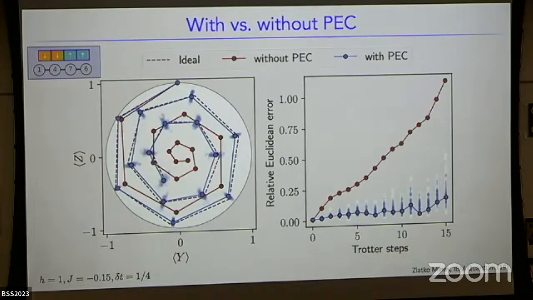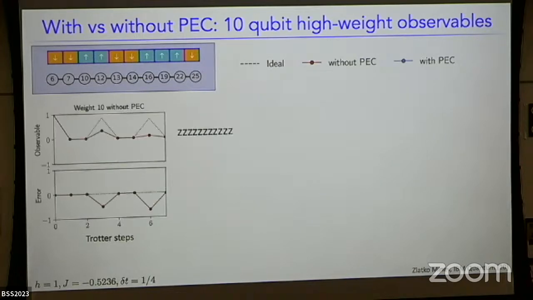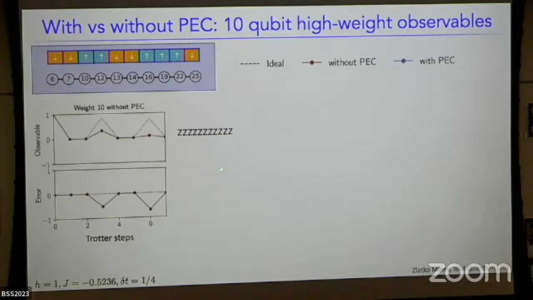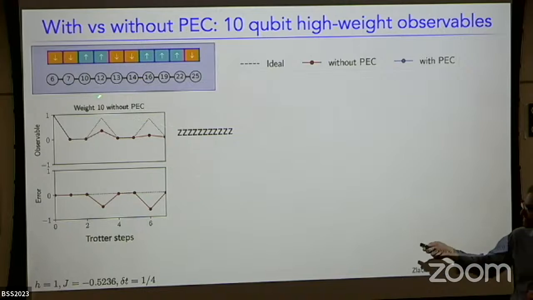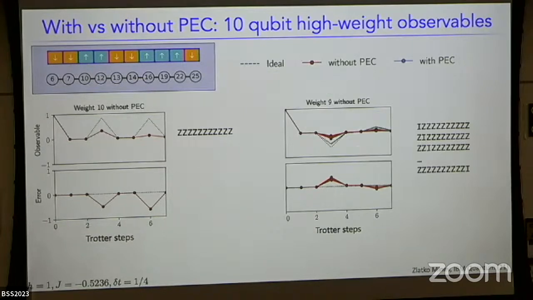Okay, great. So this tells us we can do 4 qubits, but I can do that on my classical laptop. Let's go a little bit bigger. So now this is 10 qubits. Now the single-qubit Paulis are nice, but as you probably know, noise compounds when you look at higher and higher weight Paulis. So let's look at the highest weight Pauli here, which is normally the hardest thing to measure: ZZZZZZZZZZ. Here is error mitigation without PEC as a weight 10 observable. The ideal curve has these revivals, which you see here as the dashed line, and you notice that by the time we get to 6 Trotter steps, basically all the signal has gone away without PEC. And you can do this for weight 9 observables and so on.